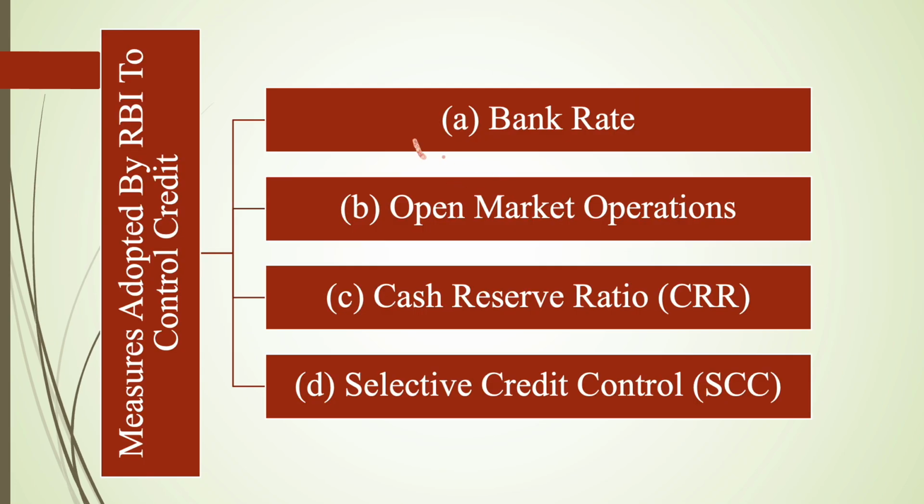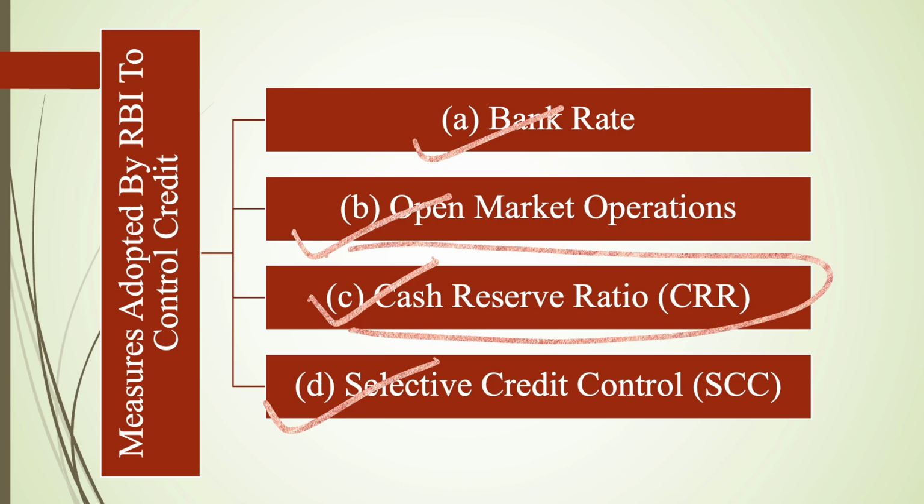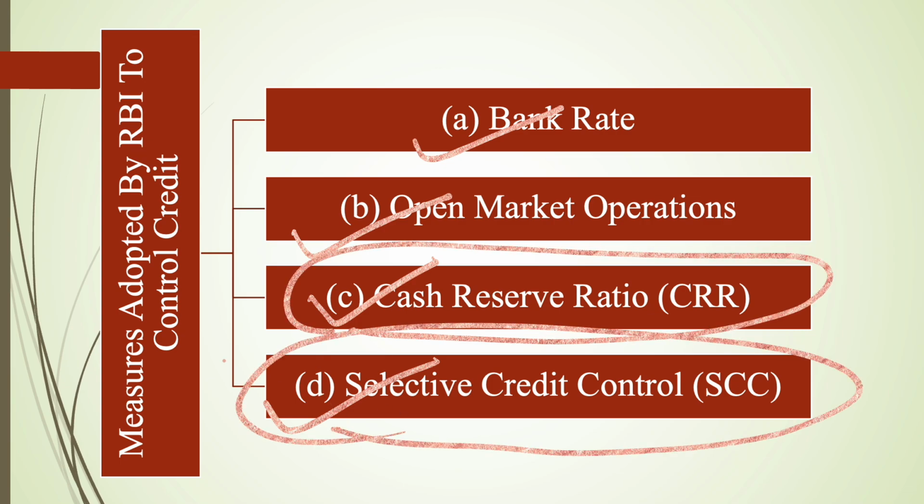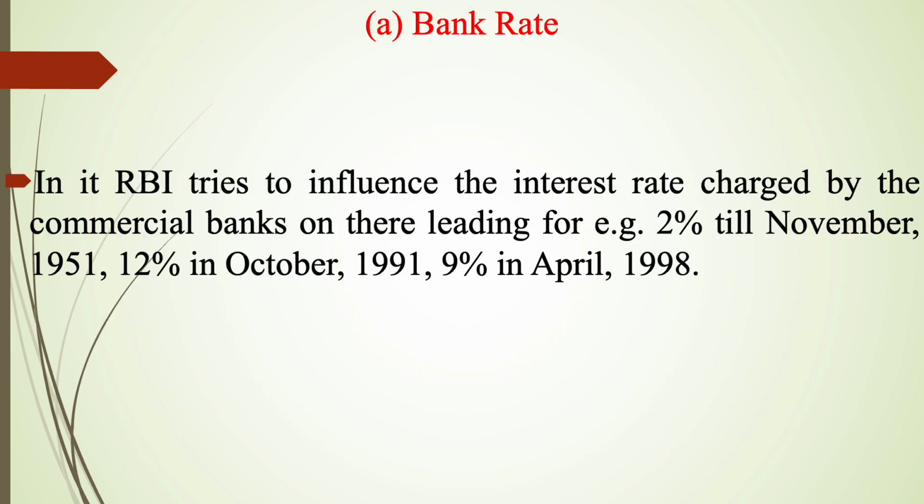First one is the bank rate, second is the open market operations, third is cash reserve ratio, and the last is selective credit control. Here cash reserve ratio is also known as CRR and selective credit control is also known as SCC. So these are the various measures adopted by the RBI, Reserve Bank of India, for credit control. Now we are discussing each of the points one by one in detail. So first one is the bank rate.